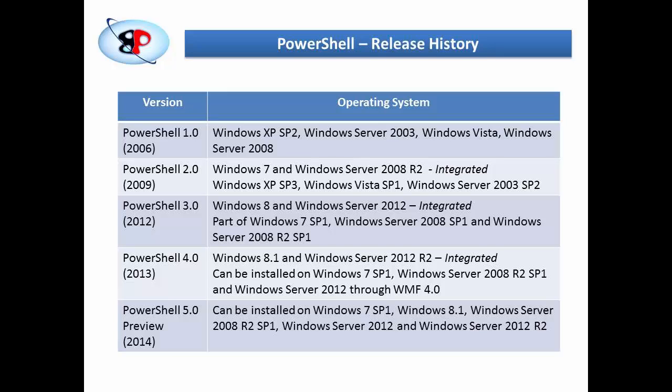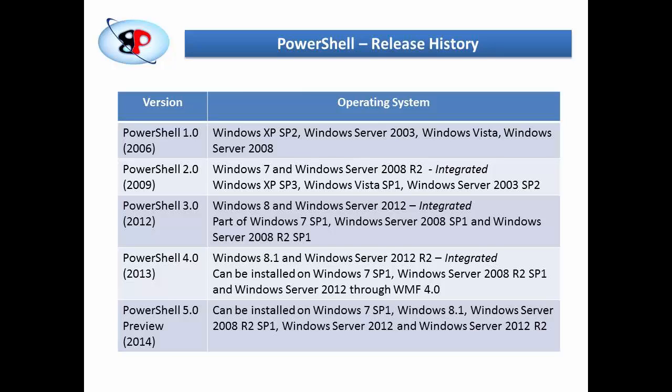PowerShell 3.0 was released in 2012 and it was integrated with Windows 8 and Windows Server 2012. It is also available on Windows 7, Windows Server 2008, and Windows Server 2008 R2 through the Service Pack 1 update. And PowerShell 4.0 was released in 2013 and it was available as default with Windows 8.1 and Windows Server 2012 R2. It is also available on Windows 7 through Service Pack 1 and Windows Server 2008 R2 through Service Pack 1 and Windows Server 2012 through the Windows Management Framework 4.0.